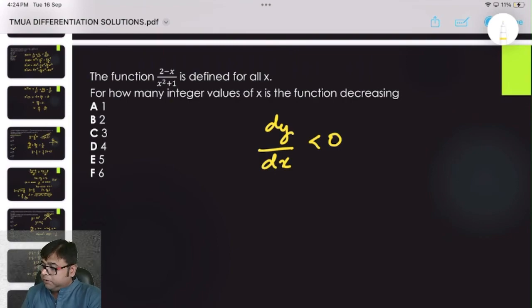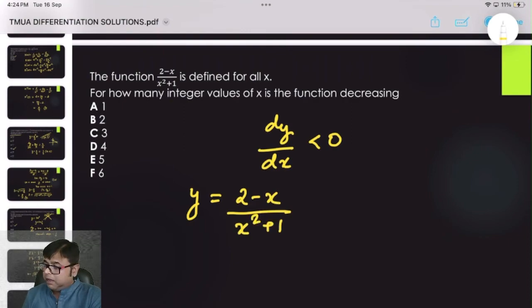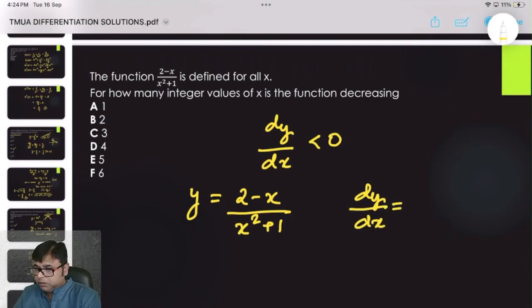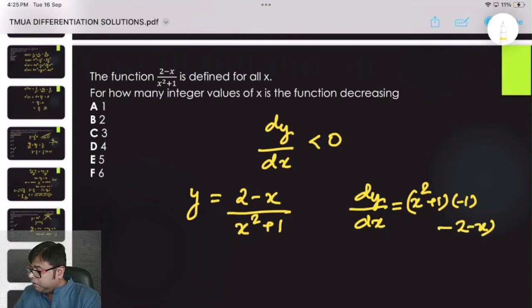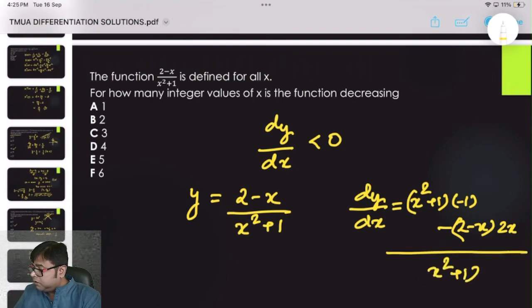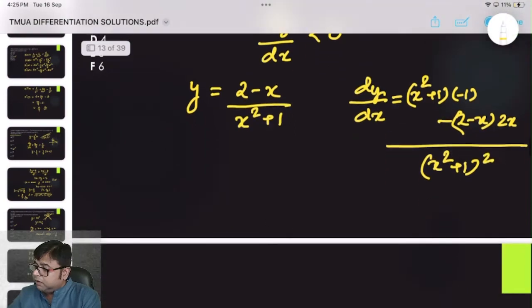So first, let me put y is equal to (2 minus x) upon (x square plus 1). And I'm going to differentiate it. So dy by dx is equal to, now here I'll be using the quotient rule. So (x square plus 1) into derivative of the numerator, which is minus 1, minus (2 minus x) into derivative of the denominator, which is 2x, upon (x square plus 1) whole square. So this is the derivative.